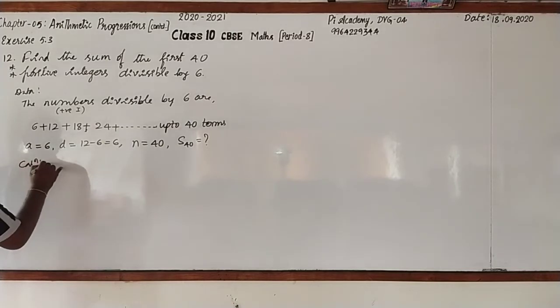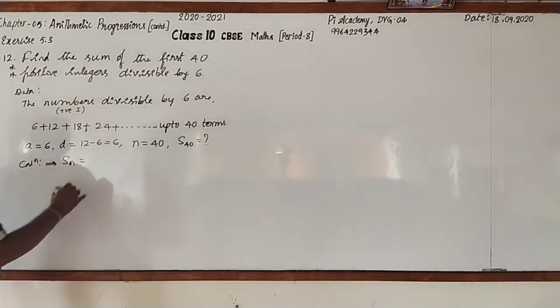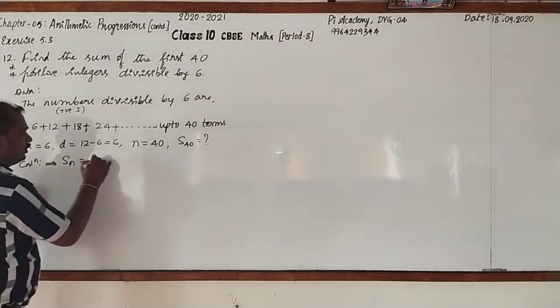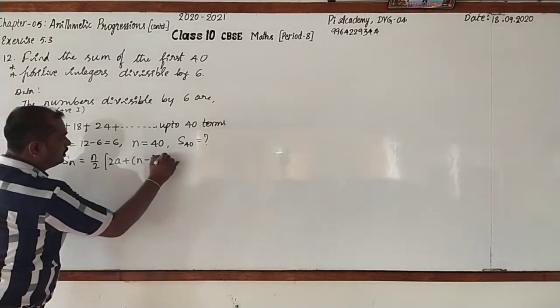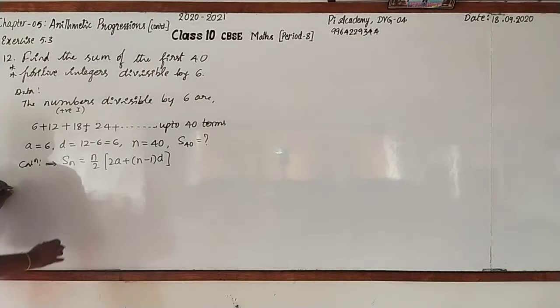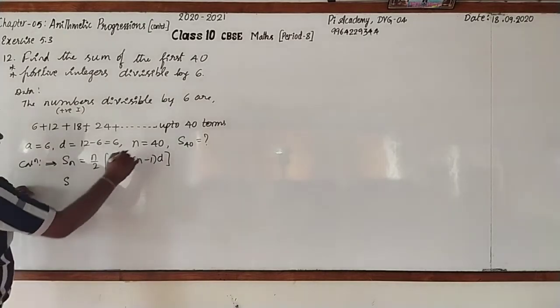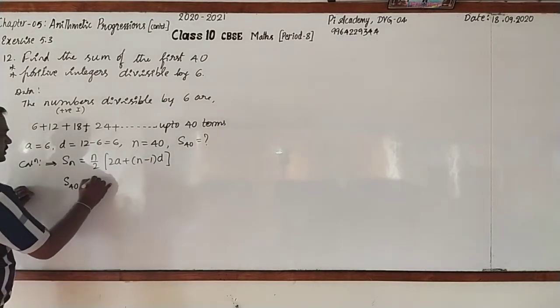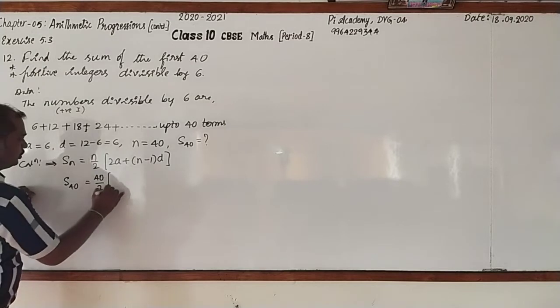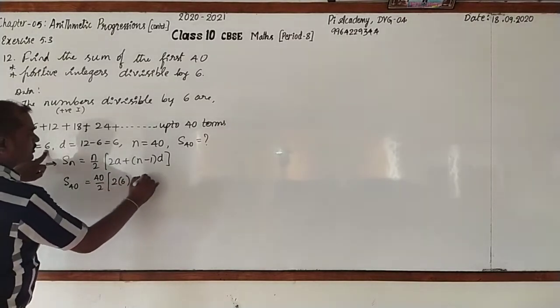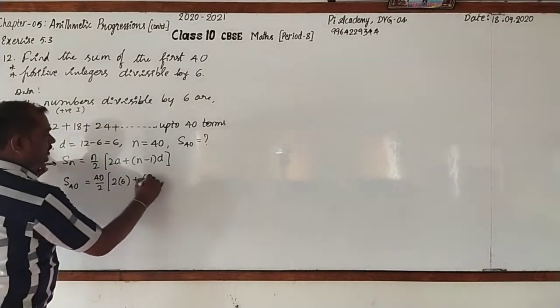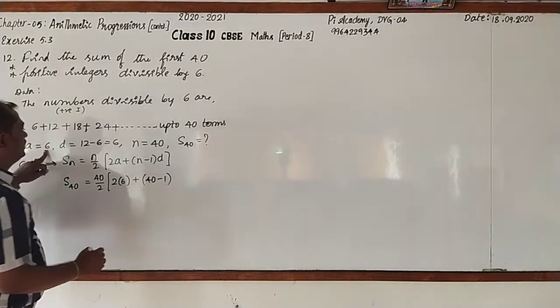Calculation. You may use the formula Sn equal to n by 2 into 2a plus of n minus 1 into d. Substitute. Yes, n is 40. It is equal to 40 by 2 into 2a, 2 into 6 plus of n. N is 40 minus 1 into d.